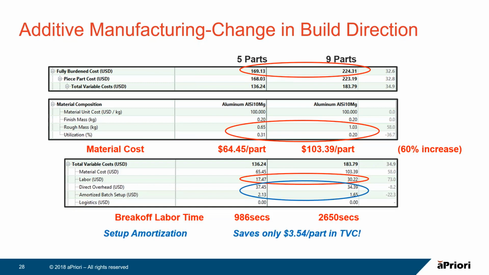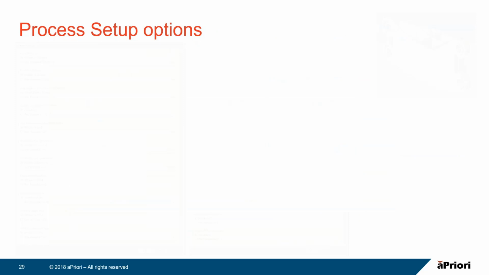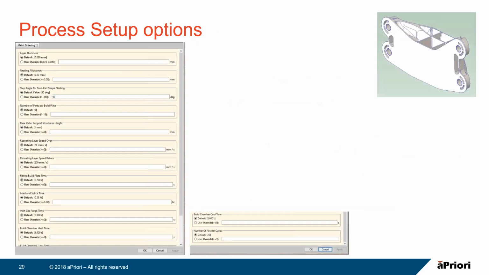And it might have seemed like a good idea to go from 5 parts to 9 parts because you'd be amortizing some of the setup across 9 parts rather than 5 parts. But we can actually see from the direct overhead and amortized batch setup that it's a very small reduction. It only reduces the setup costs by about $3.54 per part, which is not a great contributor. An additive cost expert also has a few other ways that they can interact with the cost model and change cost.